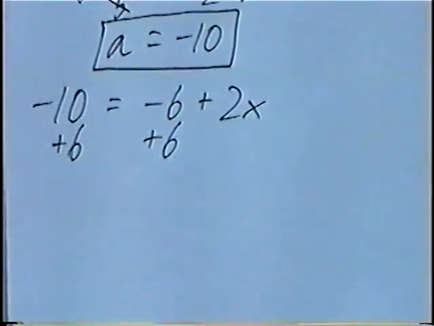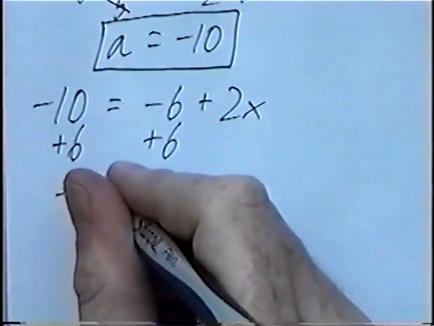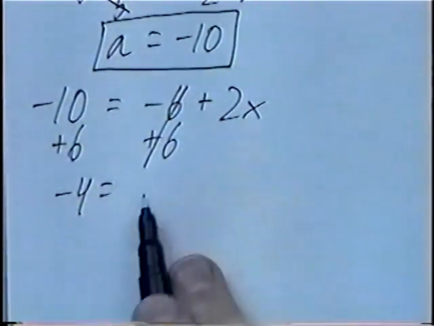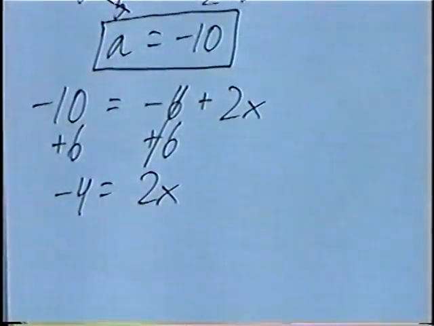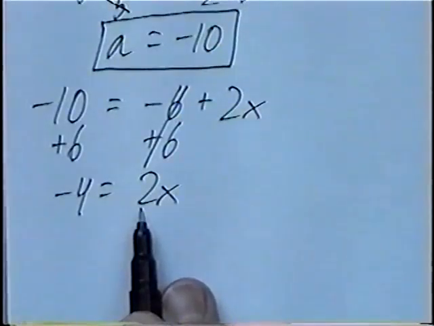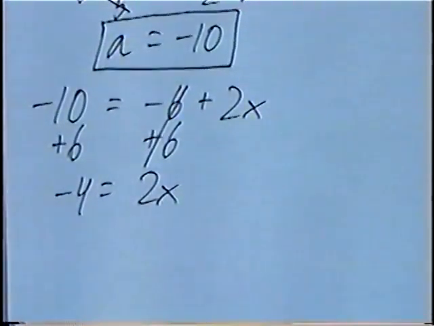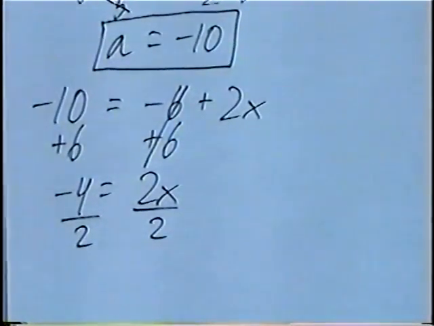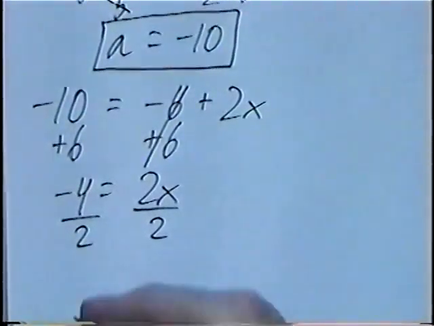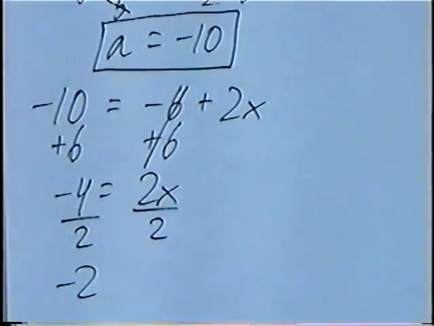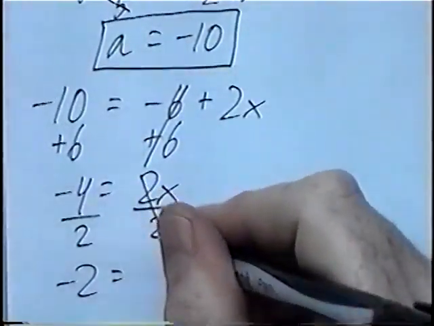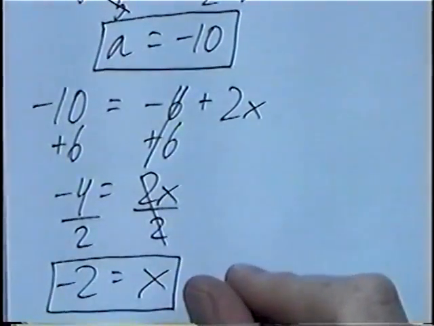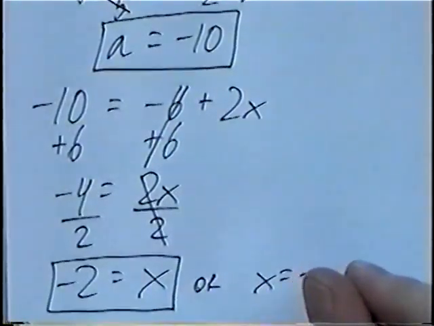Negative 10 plus 6 would be negative 4. Negative 6 plus 6 would cancel. And the 2x would stay the same. Last step to get x by itself, we have 2 times x. The opposite of multiplying by 2 is dividing by 2. Negative 4 divided by 2 would be negative 2. The 2's will cancel, and we'll have the answer negative 2 equals x. Or if you want to, you could rewrite it x equals negative 2.